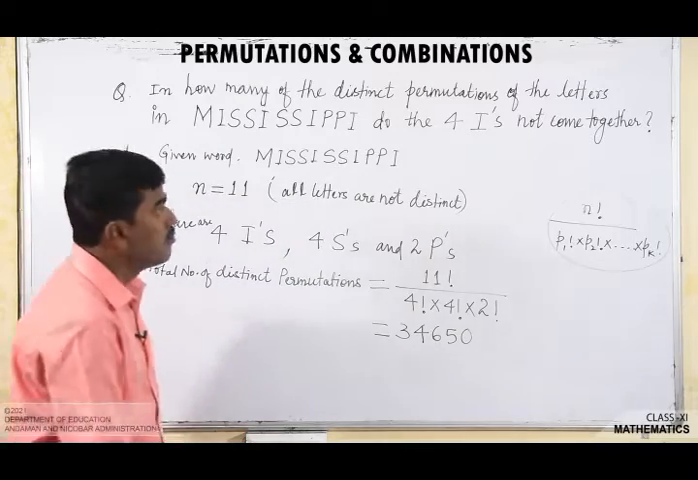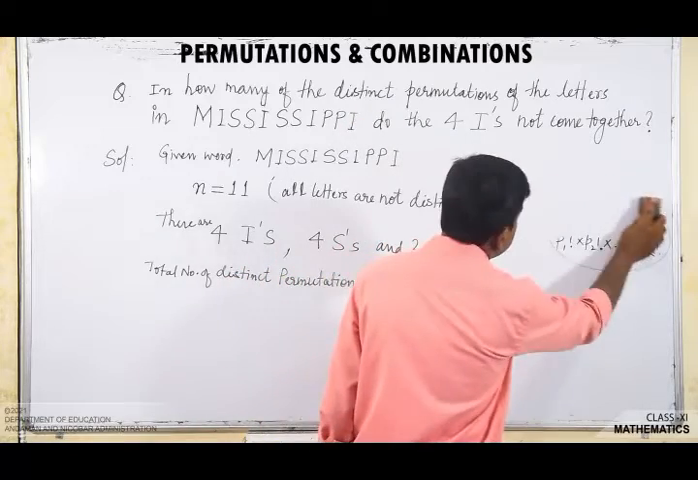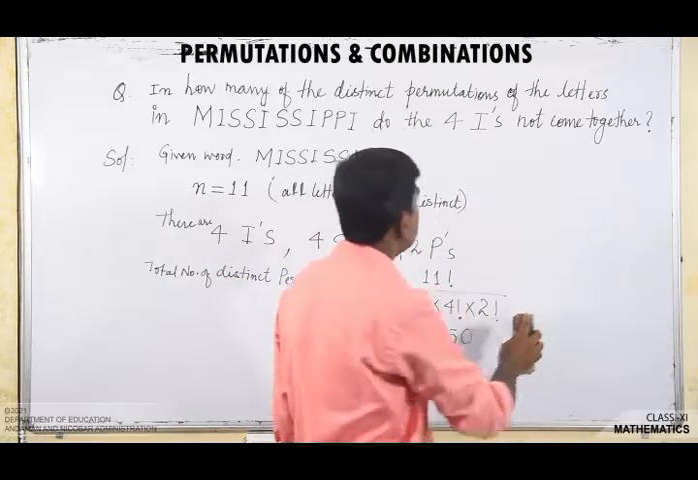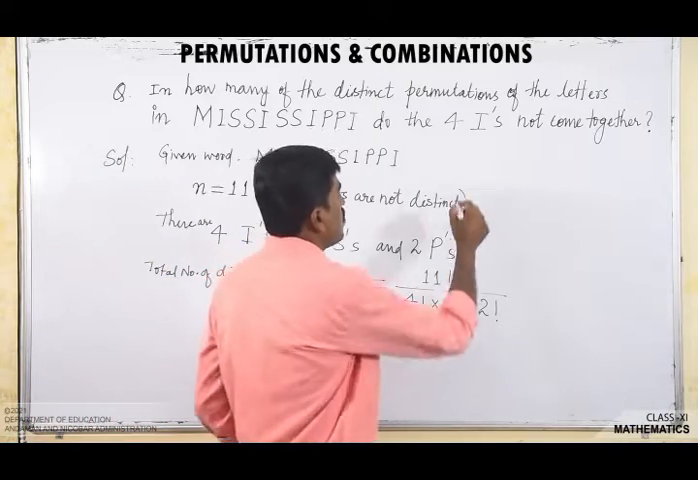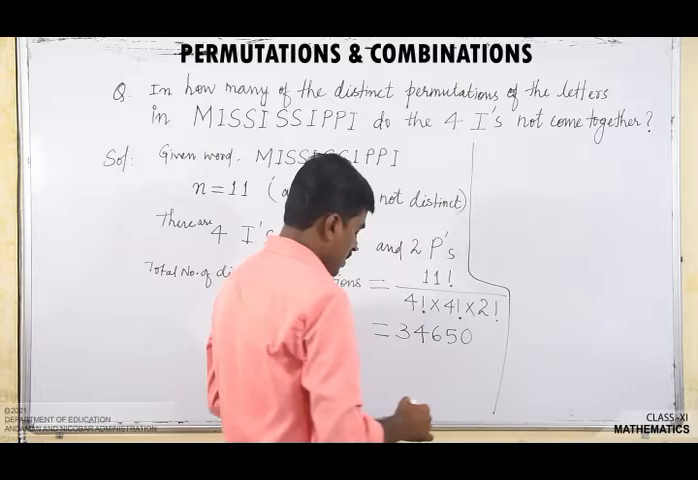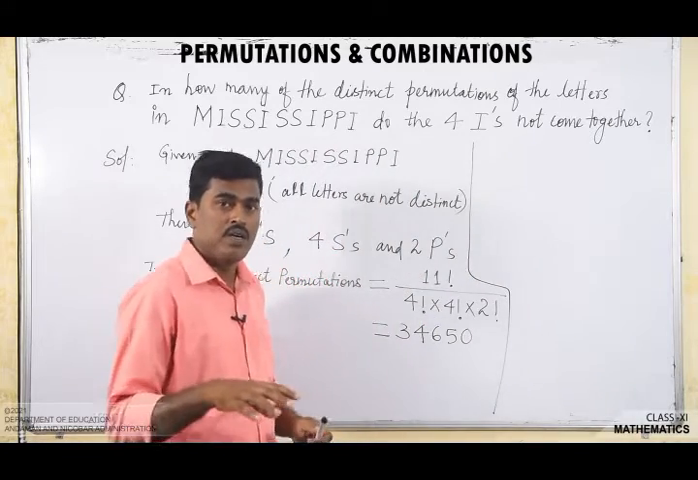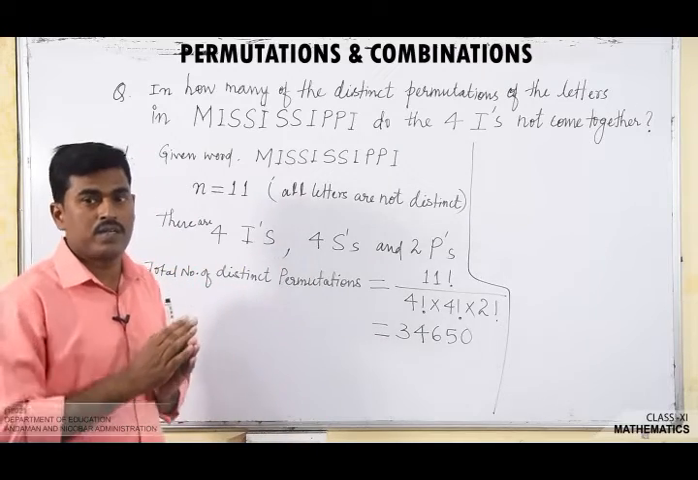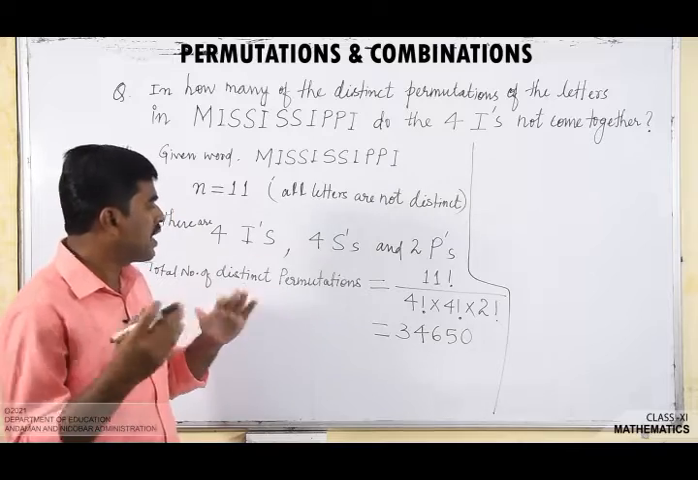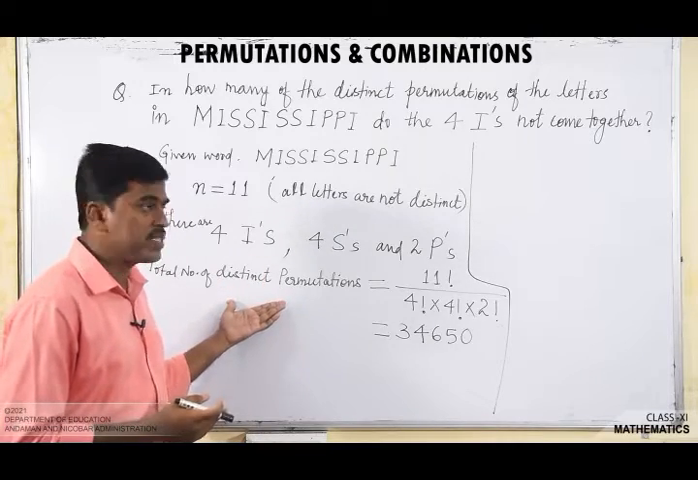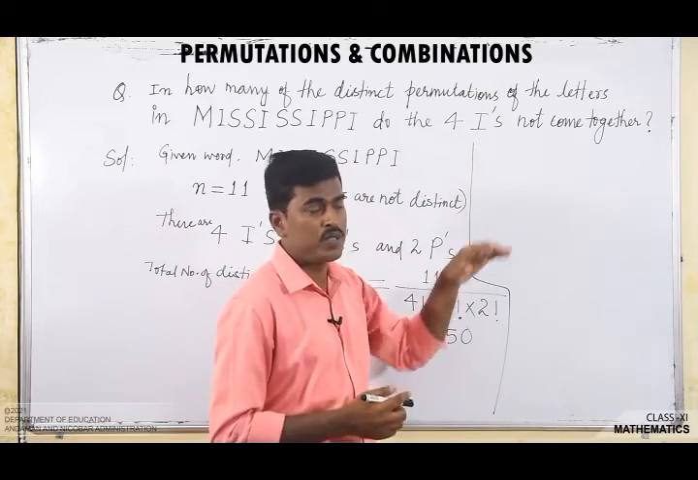Now we have to find the total number of distinct permutations in which the 4 i's do not come together. First of all we will find the total number of distinct permutations in which the 4 i's come together. Then we can subtract that result from the total number of permutations. So we will get the total number of distinct permutations in which the 4 i's do not come together.